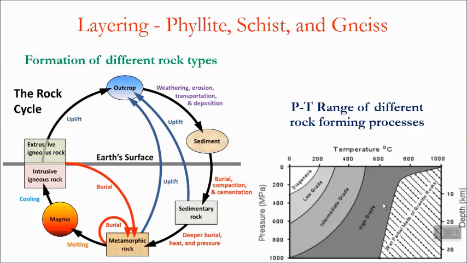If we see the pressure temperature range of this, then we can see in this right hand side figure how different kinds of processes take place. When the temperature is up to 200 degrees centigrade and the pressure is roughly up to 300 megapascal, this particular region in the left corner of this figure shows what is called diagenesis. Diagenesis is the process by which these sediments get transformed into sedimentary rock.